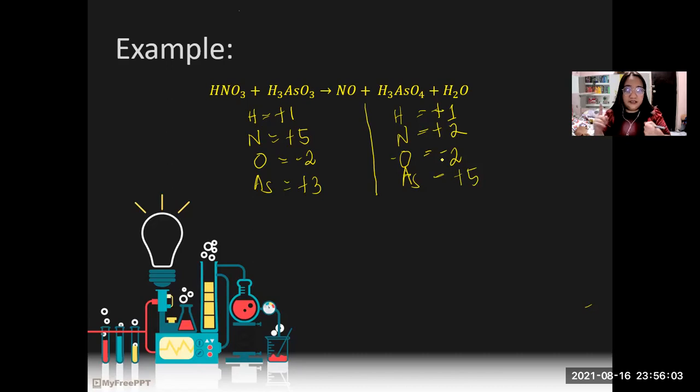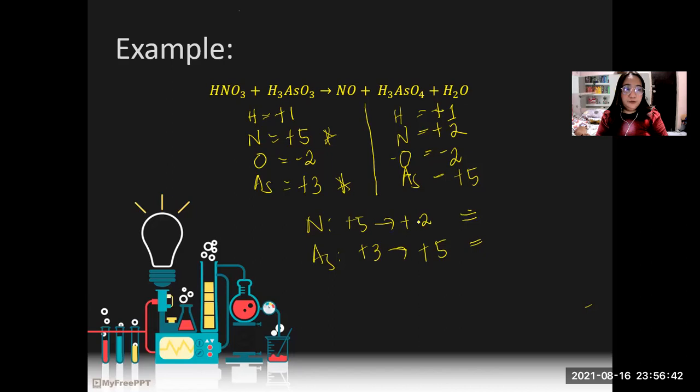That's actually just step number 1. Step number 2, you have to identify which change. So let's see, which change? Well, we can see it very clearly that nitrogen changed and arsenic changed. When we say change, there's actually a change in oxidation number from the reactant to the product side. So let's list them. We have nitrogen, which changed from positive 5 to positive 2. And we have arsenic, which changed from positive 3 to positive 5.